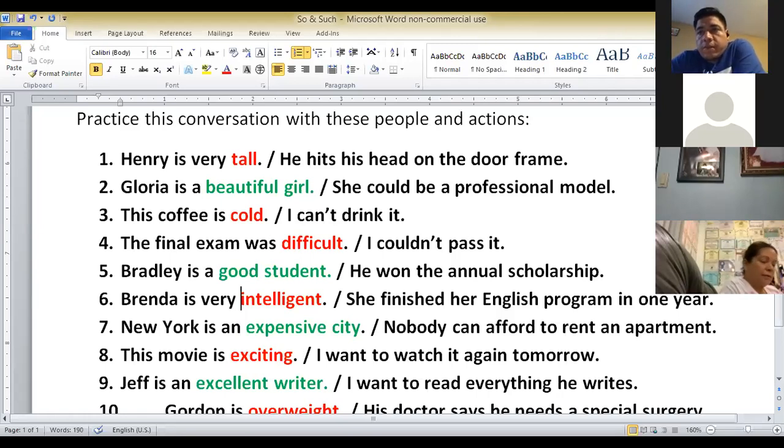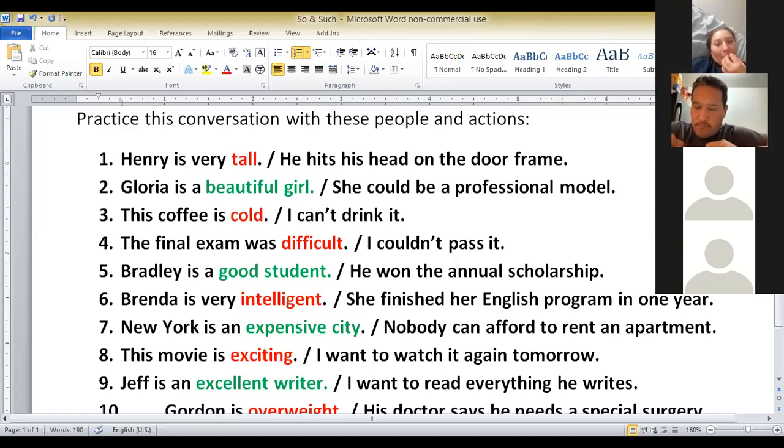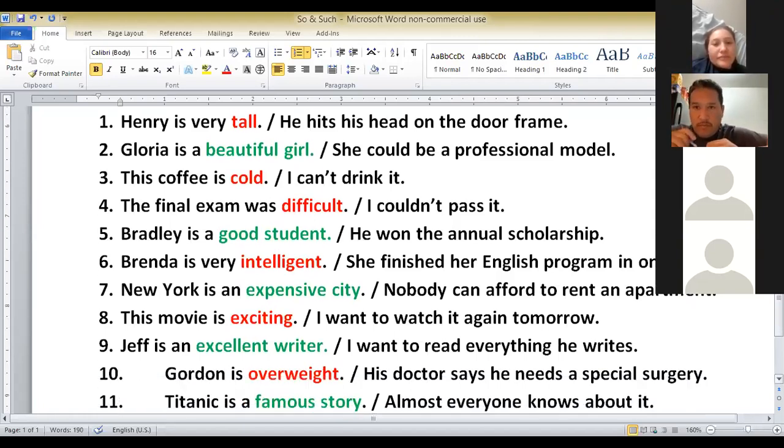Let's see, who else do I have here? How about Edviges? New York is an expensive city. New York is such an expensive city that nobody can afford to rent an apartment. Exactly. It's such an expensive city. All right, good.